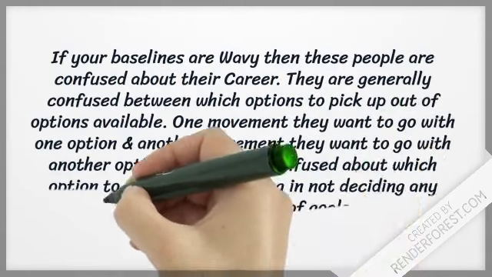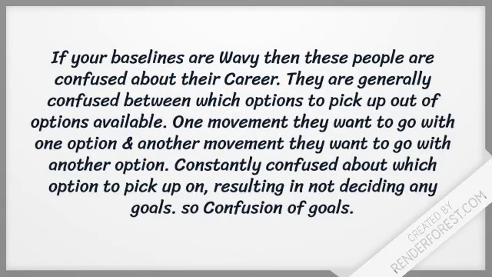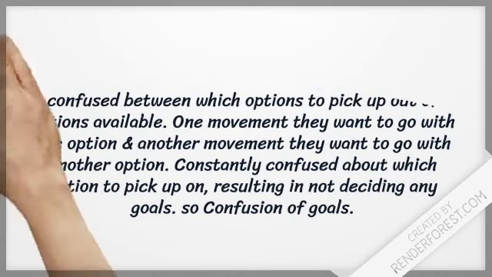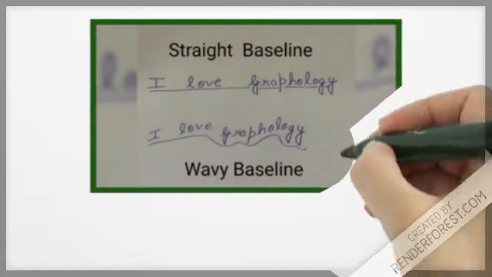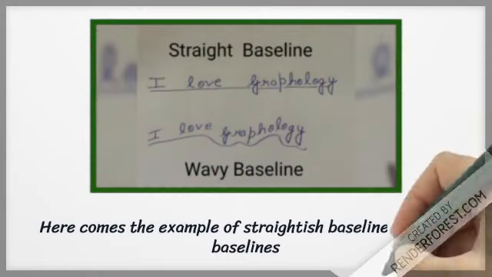If baselines are wavy, then these people are confused about their career. They are generally confused between which options to pick up out of options available. One moment they want to go with one option and another moment they want to go with another option. Constantly confused about which option to pick up, resulting in not deciding any goals, so confusion of goals. Here comes the example of straightish baselines and wavy baselines.